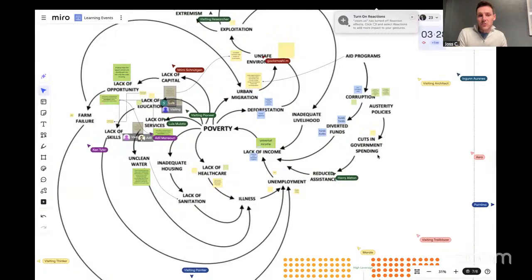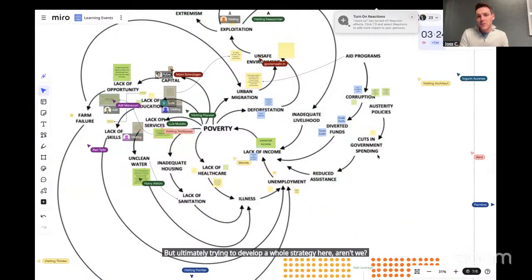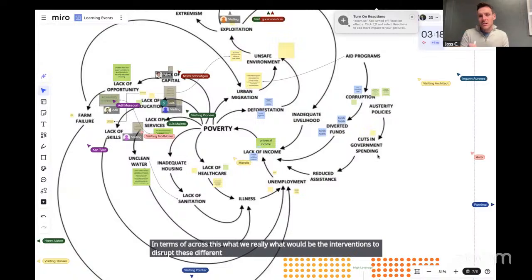We're ultimately trying to develop a whole strategy here, aren't we? In terms of across this, what would be the interventions to disrupt these different current states and change them to new ones?